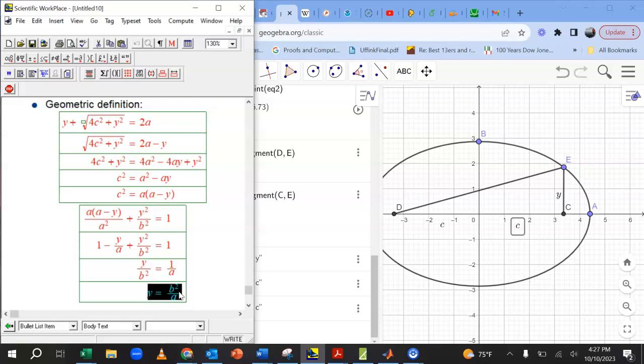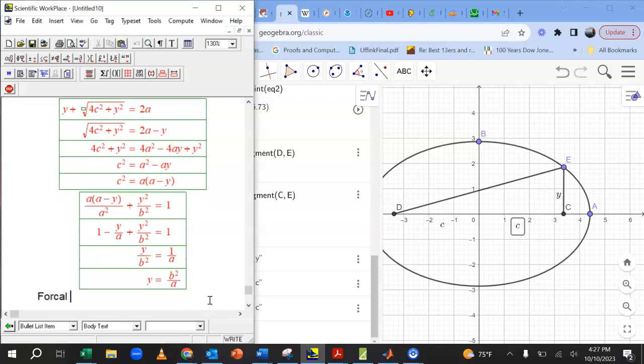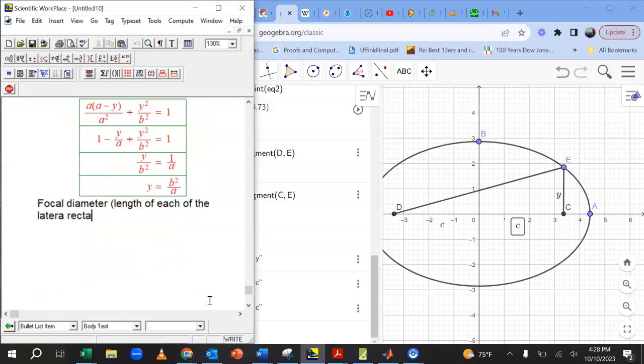So there's that half length. That would be the focal radius. So the focal diameter, the length of each of the latera recta, is 2b squared over a. Very handy to note.